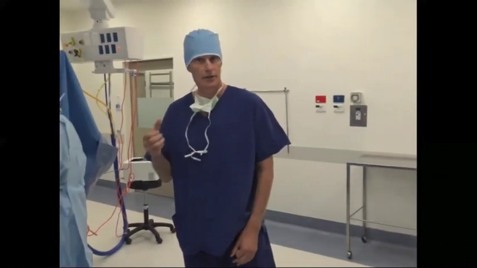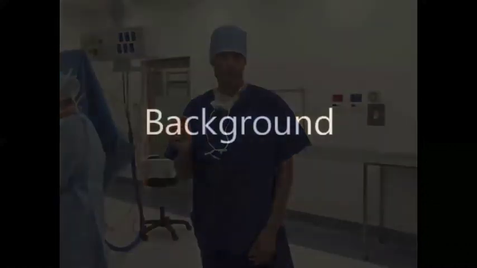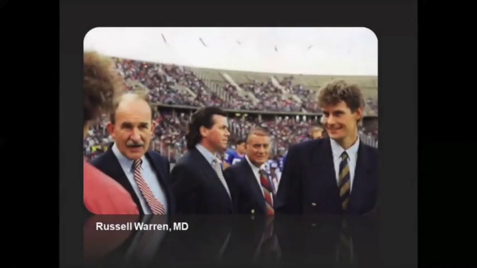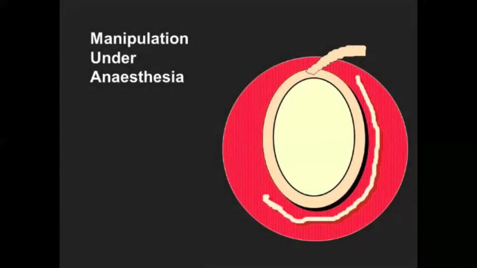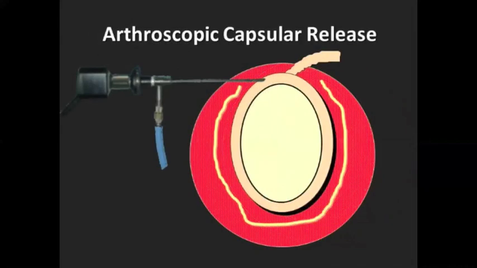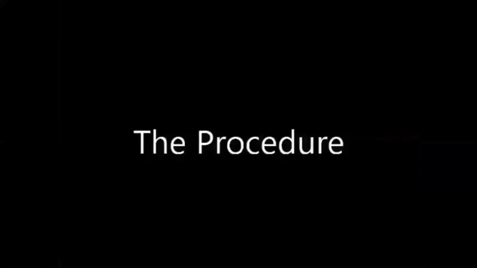Hi, my name is George Murrell. I'm going to show you today how to do an arthroscopic capsular release in a very efficient and safe manner. I was very fortunate to train with Dr. Russell Warren at the Hospital for Special Surgery in New York. What he noticed when he scoped patients who'd had a manipulation under anaesthetic for frozen shoulder was a characteristic tear around the shoulder capsule, something like this diagram. So he developed an arthroscopic technique where he would go in and do the same thing arthroscopically.